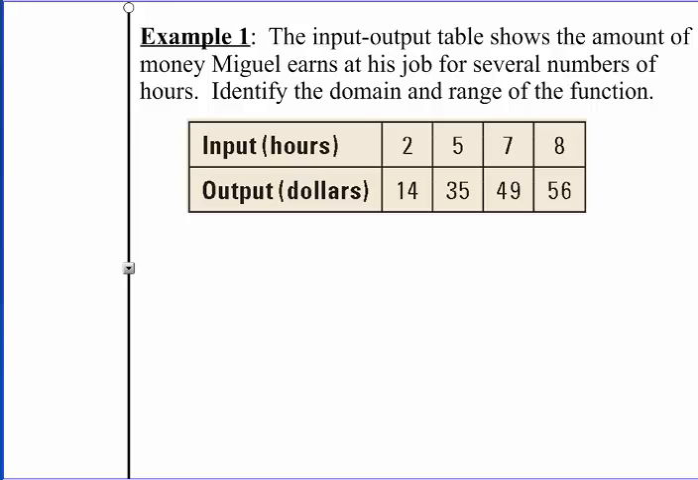So here's an example. This example, we have an input-output table. It shows the amount of money Miguel earns at his job for several numbers of hours. Identify the domain and range of the function. So here is an example where I'm asking you to identify the domain. So you write domain, and then you're going to list all the values in the domain. In this case, 2, 5, 7, and 8.